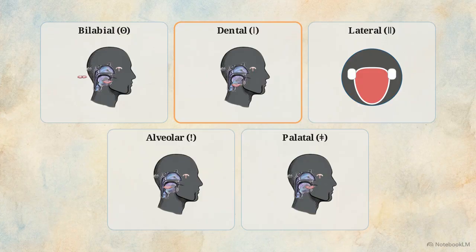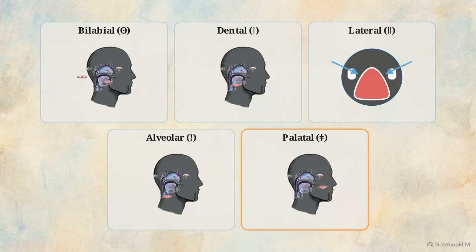The lateral click is formed by releasing air over the sides of the tongue, specifically around the molars along the alveolar ridge. The alveolar click occurs when the tip of the tongue is pulled downward from the postalveolar roof, generating a hollow, low-pitched sound. Finally, the palatal click is made by snapping the flat blade of the tongue backward from the hard palate to create a high-frequency crack.